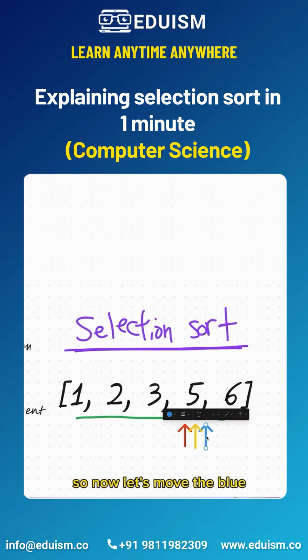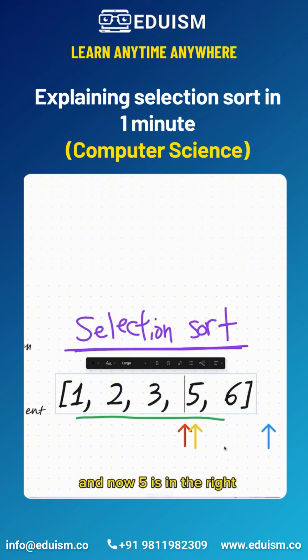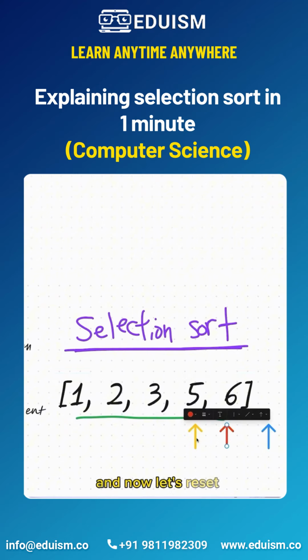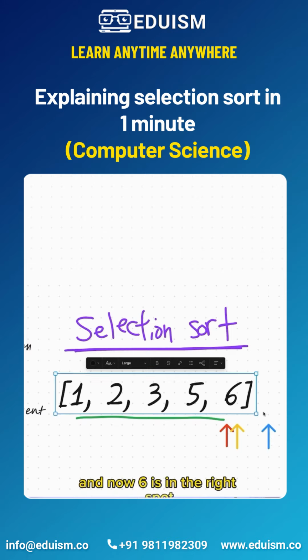back, so now let's move the blue arrow. So here we'll see 6, and then finally there's no more elements, and now 5 is in the right spot, so now let's move the red arrow, and now let's reset everything, and now let's move the blue arrow, there's nothing to move, and now 6 is in the right spot, and now everything is sorted.